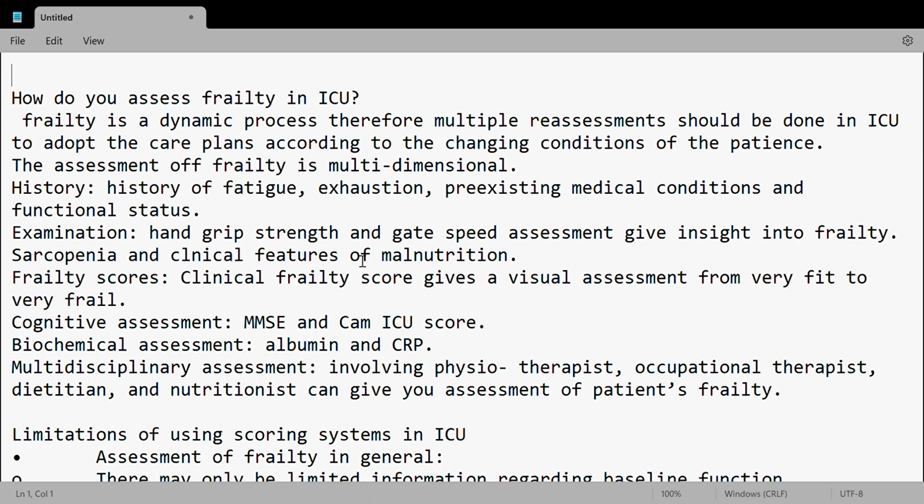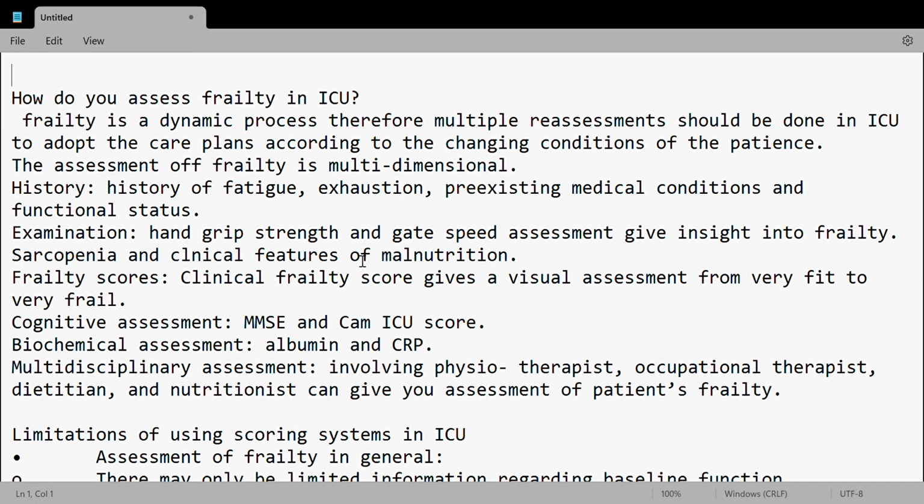How do you assess frailty in ICU? Frailty is a dynamic process. Therefore, multiple reassessments should be done in ICU to adapt the care plans according to the changing conditions of the patient.